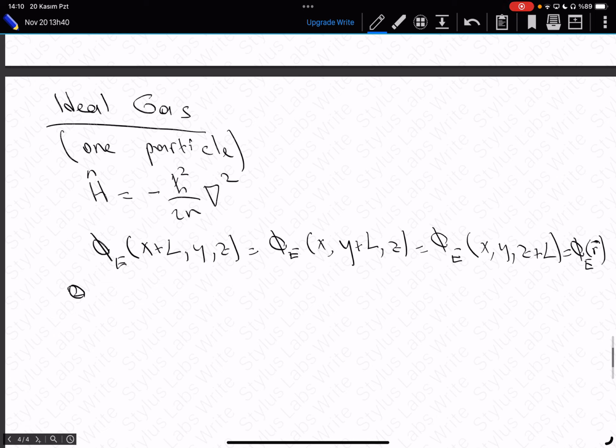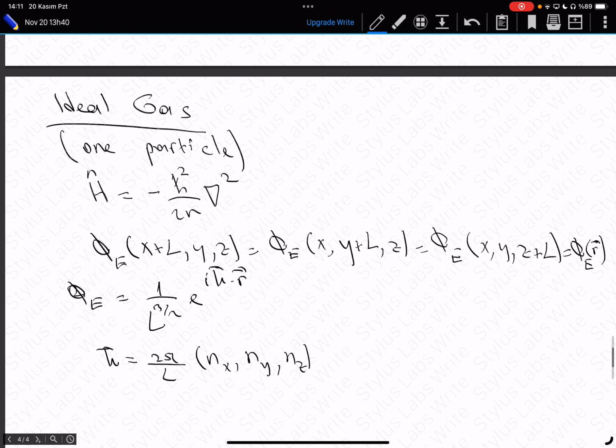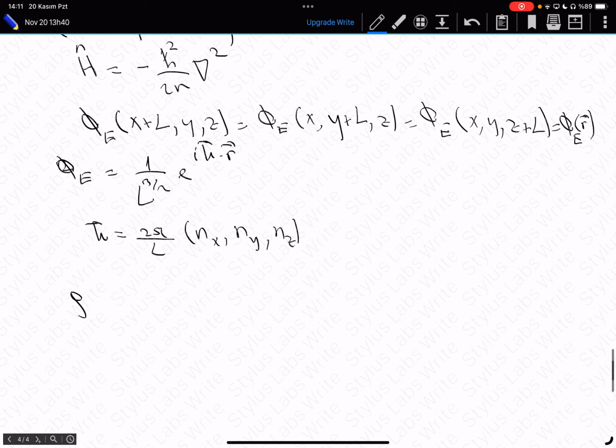The wave functions just turn out to be 1 over L to the power 3 halves e to the power i k times R, with k being 2 pi over L times (nx, ny, nz). These are our wave functions. Okay, so let's calculate e to the power minus beta times the Hamiltonian. Let's calculate it in position space. What is this matrix element? Well, the easiest way would be just to insert a complete set of energy eigenstates.